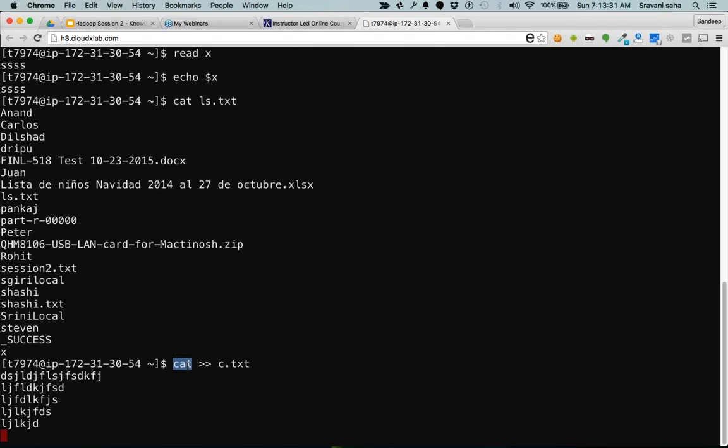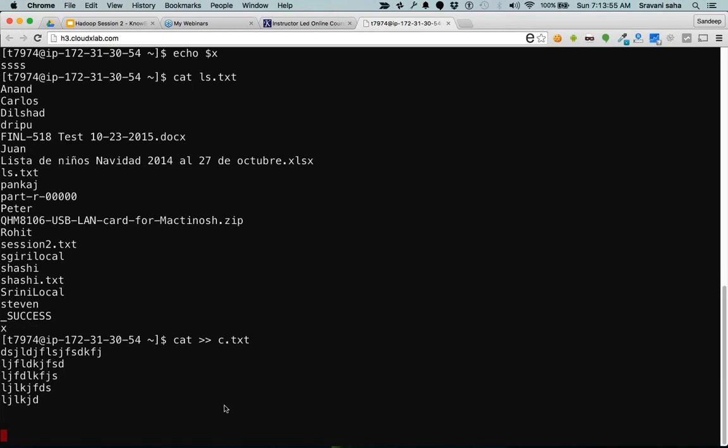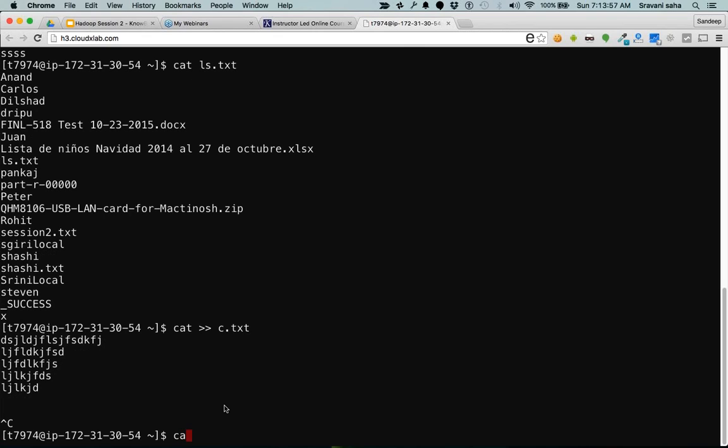So what exactly is happening here? Cat is taking input from you from stdin and giving it to the standard output. So cat is taking input from standard input, putting it onto standard output, and right now we have marked our output to go into c.txt. All right, now let's have a look at what is there in c.txt.